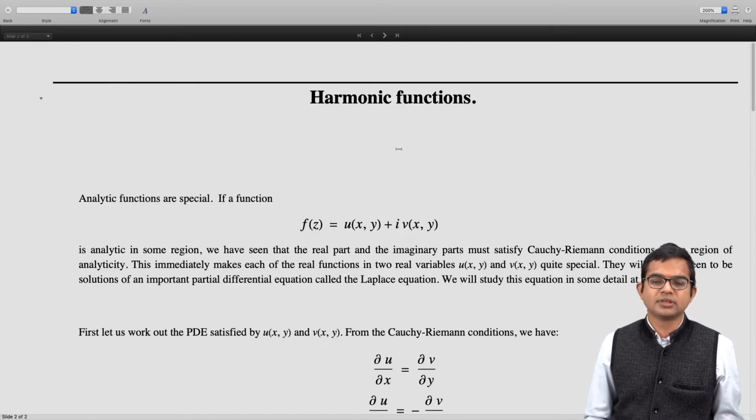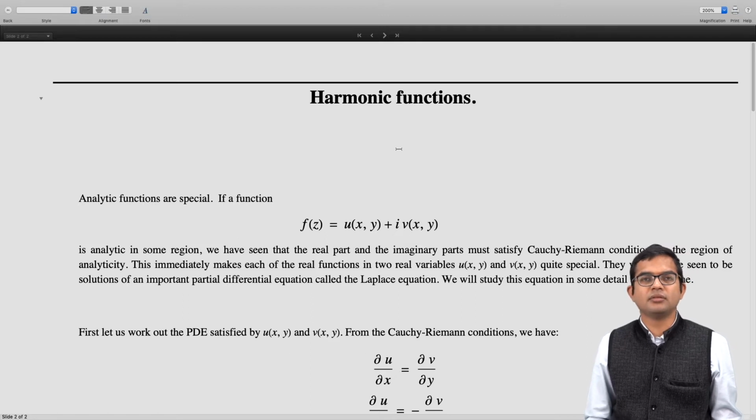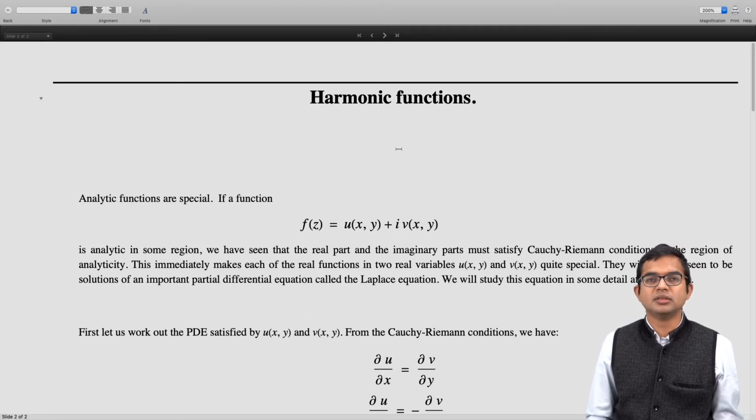Yeah, so analytic functions are special, right? They satisfy Cauchy-Riemann conditions, for their real part and imaginary part, and they do so in a whole region, right? And this gives them some very nice properties. In this lecture we will see how the real part and the imaginary part, because of satisfying Cauchy-Riemann conditions, also individually satisfy a partial differential equation, which is called the Laplace equation.